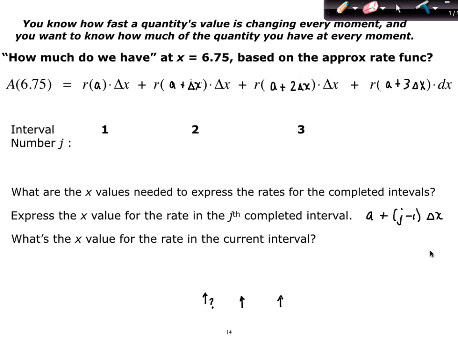Okay, what is the x value for the rate in the current interval? So what would that be? The x value to get the rate in the current interval, that right there. So if there are J number of intervals, it would be? She said all of them. We're going to go across all of the complete intervals. Not number of all, number. Total number of, so I would say total number of.